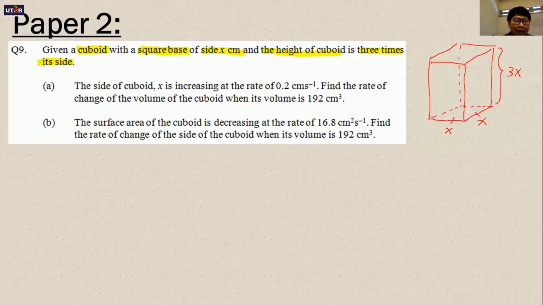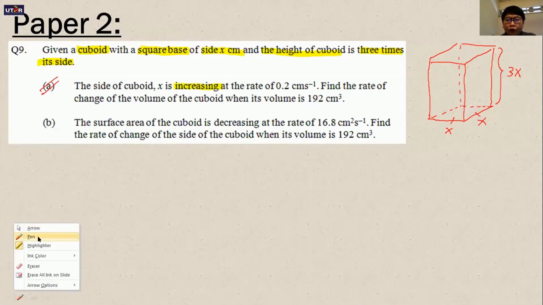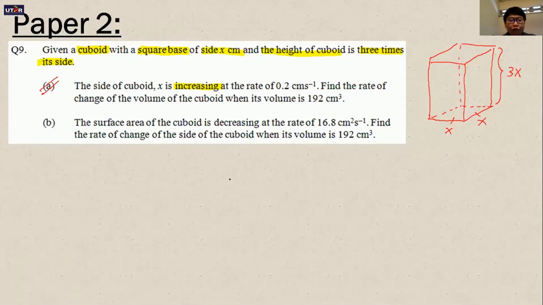So now we look at part A, what the question wants. Given that the side of the cuboid x is increasing, so keyword increasing, at a rate of 0.2 centimeter per second. Then you would like to find the rate of change of the volume when the volume is 192 centimeter cube.